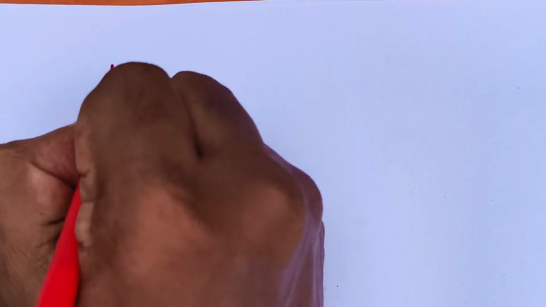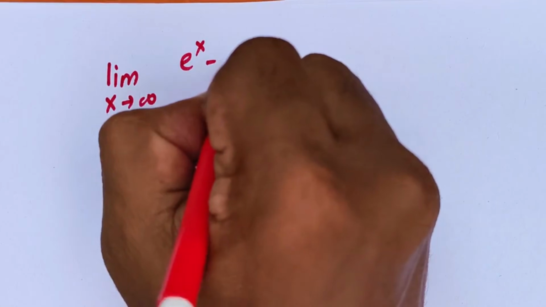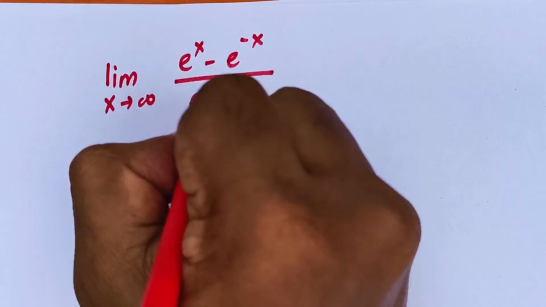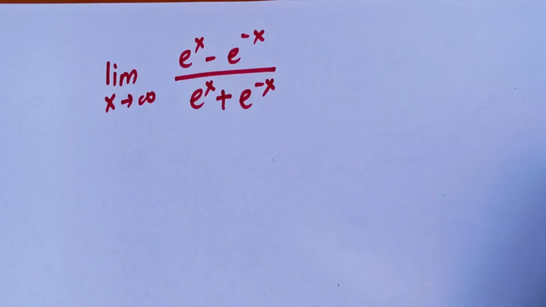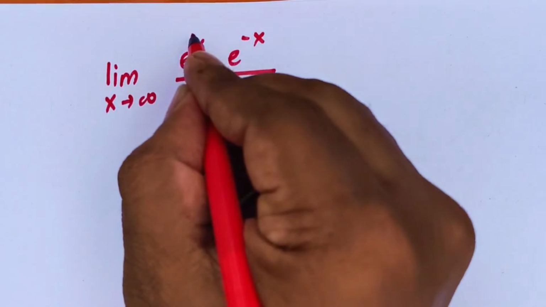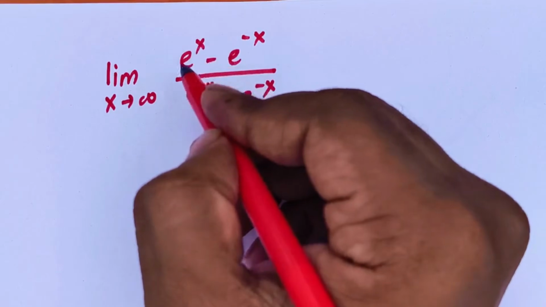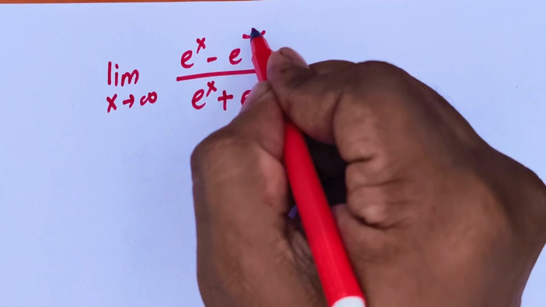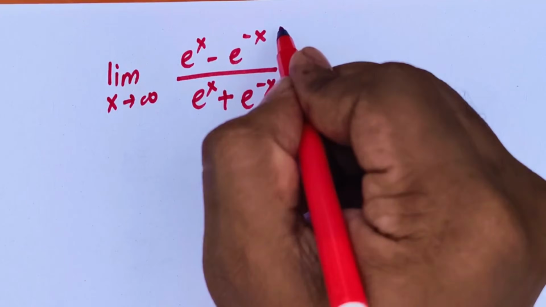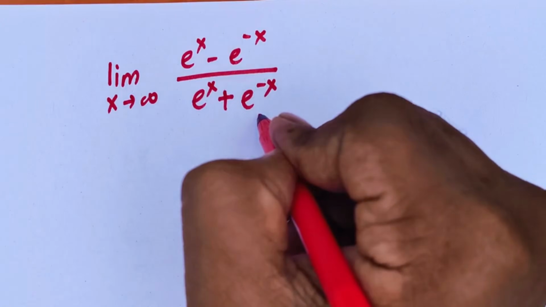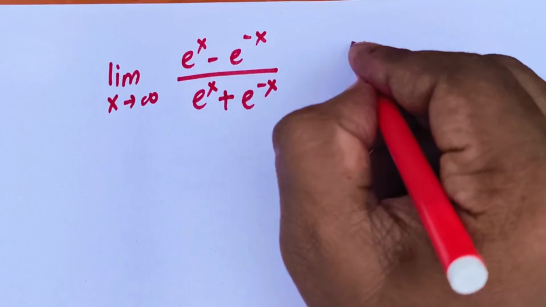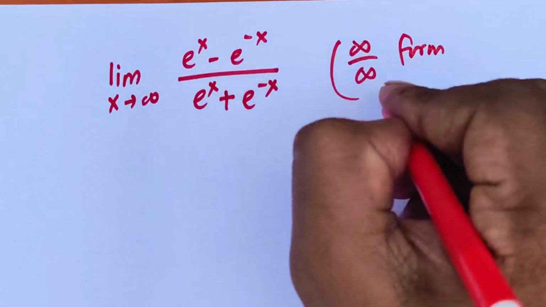I will give you an example where you can apply L'Hopital's rule, but it will not give you any fruitful result. It will just make a fool of you. Let's see this example: e to the power x minus e to the power minus x over e to the power x plus e to the power minus x. When x goes to infinity, e to the power x goes to infinity, since the exponential grows. e to the power minus x goes to 0 because it is 1 over e to the power x, and e to the power x goes to infinity. So this is in infinity over infinity form.